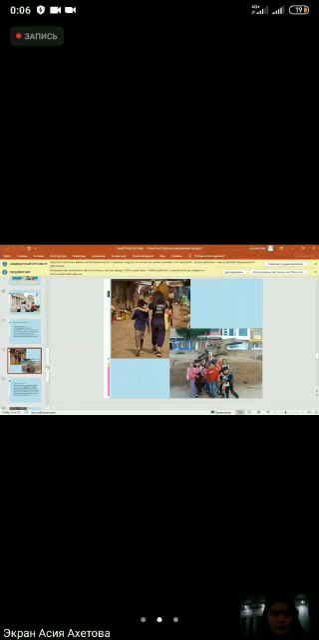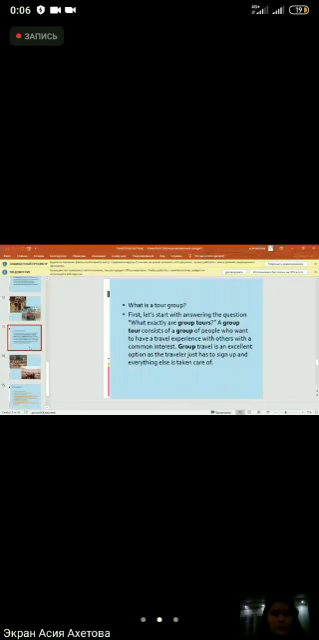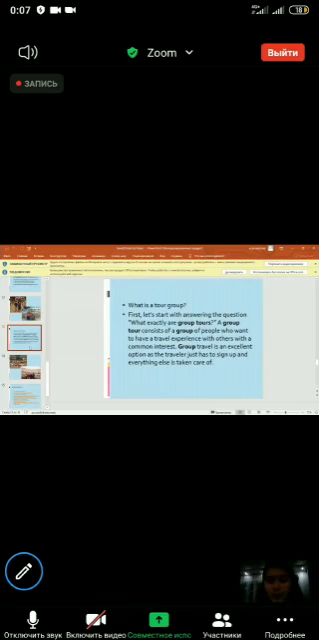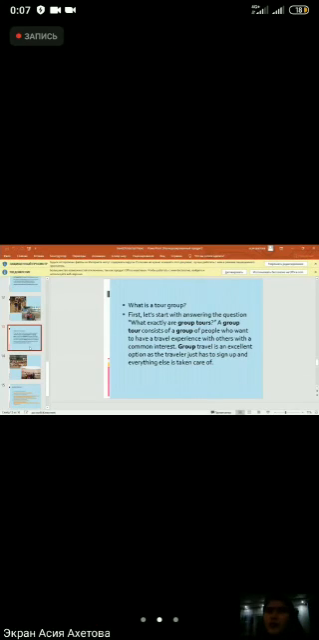So now, the next kind of traveling is the group tour. First, let's start with answering the question: what exactly are group tours? A group tour consists of a group of people who want to have a travel experience with others with a common interest. Group travel is an excellent option as the traveler just has to sign up and everything else is taken care of. I think this is the best way of traveling for young people, maybe, because all they want is to hang out, and maybe some excursions and so on will not be interesting for them. So there are some examples of group tours.